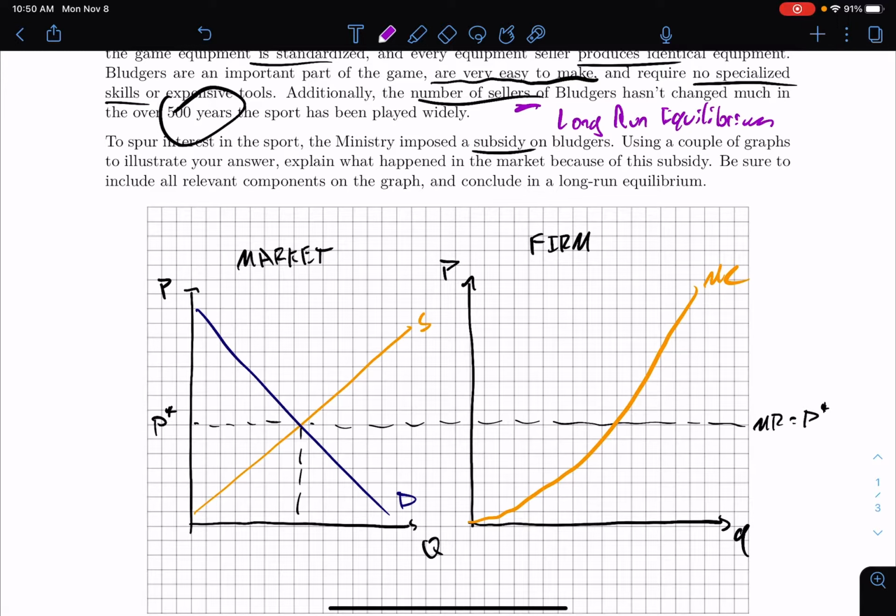So that means there's no entry and exit. Firms don't want to enter, firms don't want to exit. So what this means is there's zero profit. And with the zero profit condition, we get this intersection of the ATC at its minimum with the marginal cost curve at the point of tangency with MR and price. So this is our Q star for the firm.